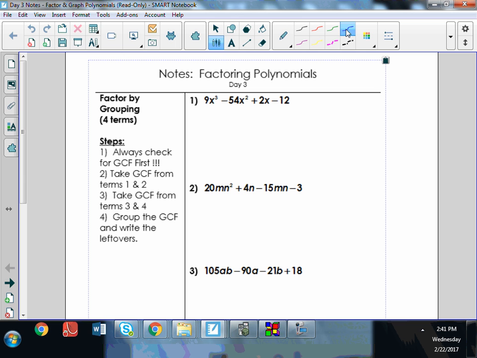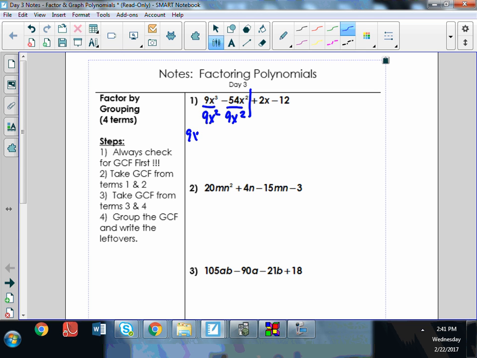After I check that, I'm going to divide my 4 terms into 2 separate sections. First, we look at the first 2, and then we look at the third and the fourth term. I want to look for a greatest common factor for these 2 terms first. What's the biggest number that divides evenly into 9 and negative 54? 9, good. And then I also look at the variables. This one has x squared and this one has x to the third. So they both have x squared. That's what I'm going to factor out.